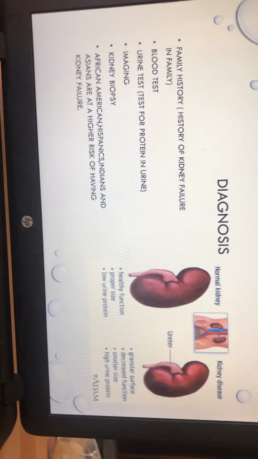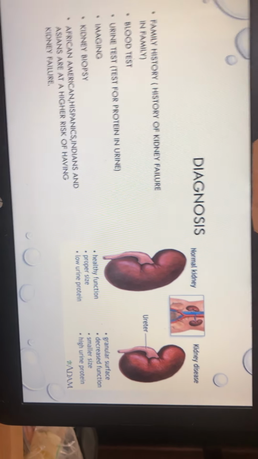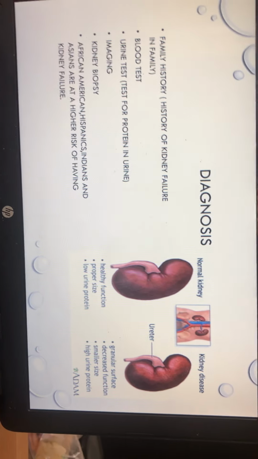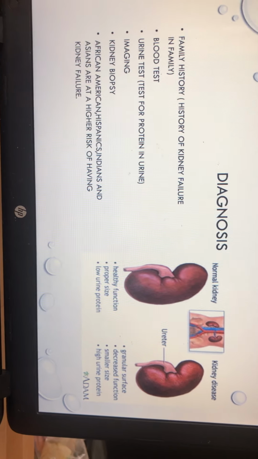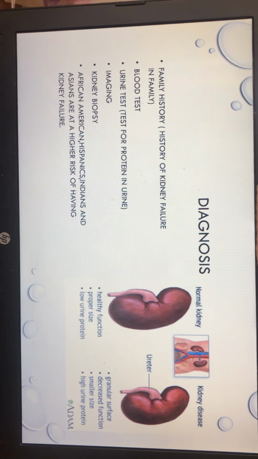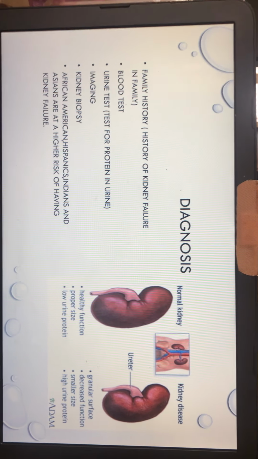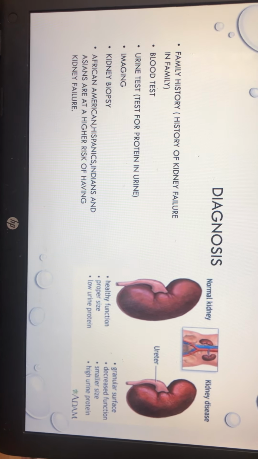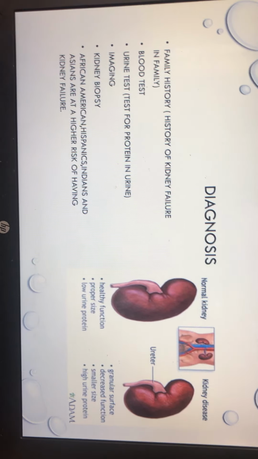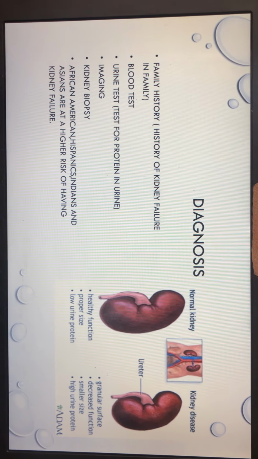So how is kidney failure diagnosed? Kidney failure can be diagnosed through family history. So you go to the doctor and you do your checkup sheet and they ask you about your family history. If you have anyone in your family who has a history of kidney disease, this is why.